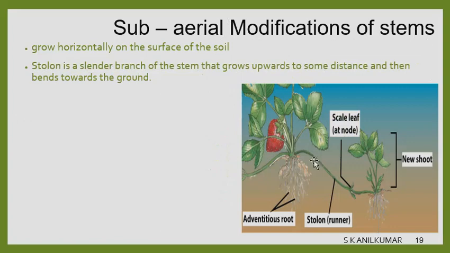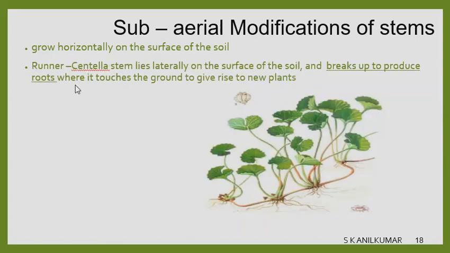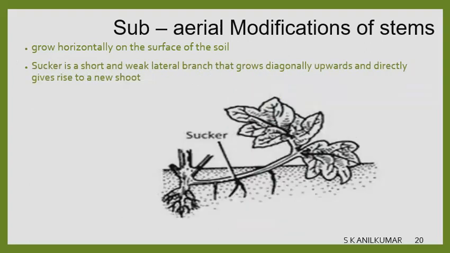Another example is stolons. This is the stolon runner. What happens is the stem grows horizontally on the surface of the soil. The slender branch of the stem grows upwards to some distance and then bends towards the ground to form a separate plant, giving rise to a new shoot. So similar to the runner Centella, stolon and runner Centella.